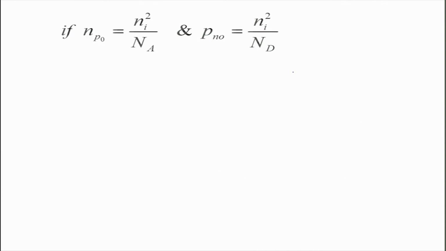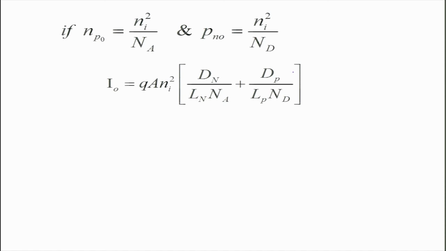We know what Np naught and Pn naught are, and if we replace them, we get I naught equal to qA Ni squared into Dn divided by Ln Na plus Dp divided by Lp Nd. You can further tweak these equations. For example, if Na was a lot larger than Nd, which means the P side was more heavily doped than the N side, then this is almost equal to qA Ni squared into Dp divided by Lp Nd.